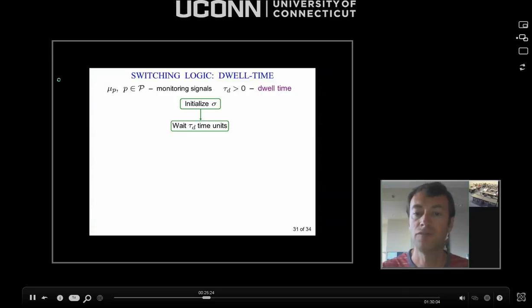I'm going to check if that monitoring signal is smaller than the one I'm currently using, and if yes, I'm going to redefine my value of the switching signal to be p bar. Otherwise, I wait another tau d time units and repeat. Okay, so this is maybe the simplest switching logic that you will find. My switching signal is no longer just the argmin of the monitoring signals, but it's the sampled version, sampled by the dwell time.